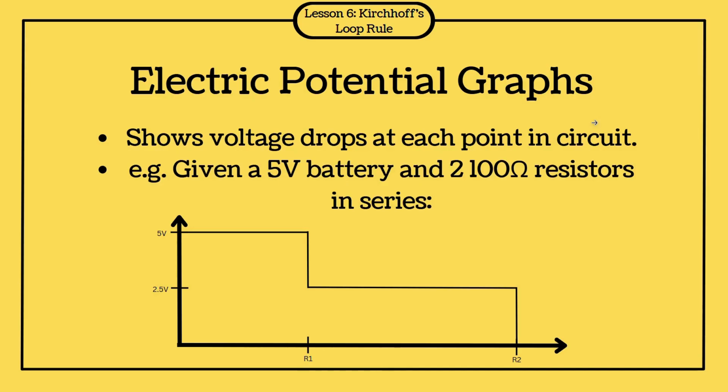Voltage starts at 5 volts. At resistance 1, it drops down to 2.5 volts. And then at resistance 2, it drops down to 0 volts. And since the total voltage drop is 5 volts, which is equal to the EMF of the battery, assuming this is an ideal battery, we know that Kirchhoff's loop rule holds.